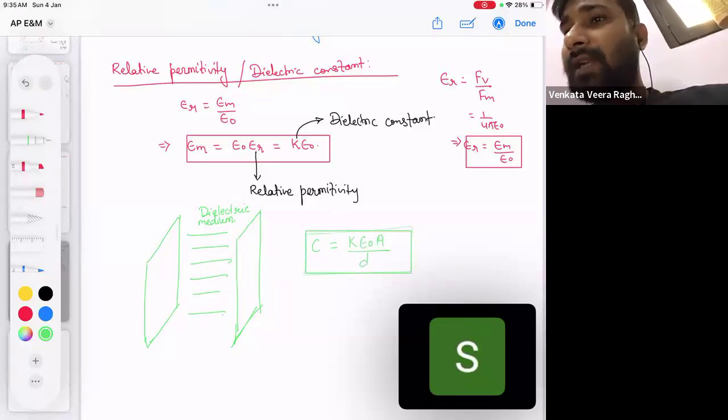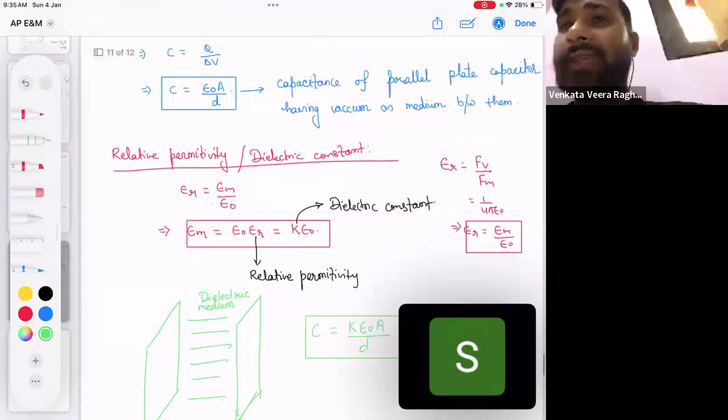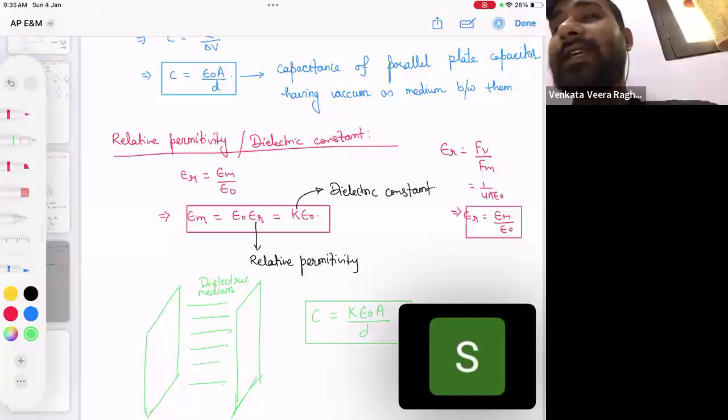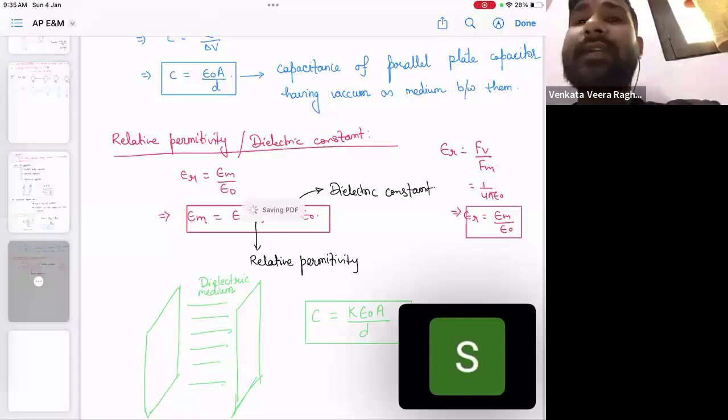Understood? So you see what happened because of the dielectric medium. Instead of vacuum, if we change the medium to some other dielectric, what do you see? Do you see the capacitance getting increased? Why? Because the dielectric constant is always greater than 1. Dielectric constant of a medium is always greater than 1.